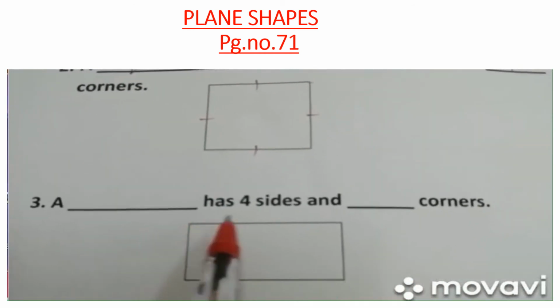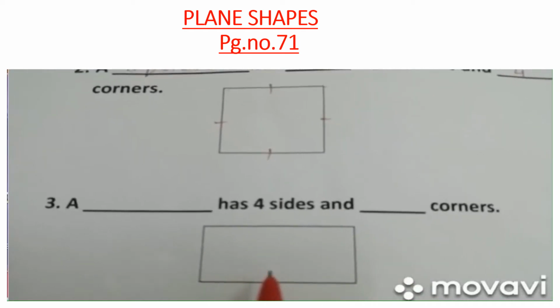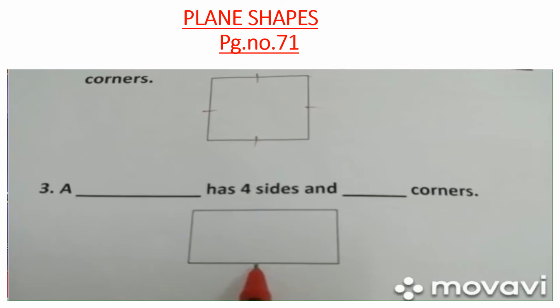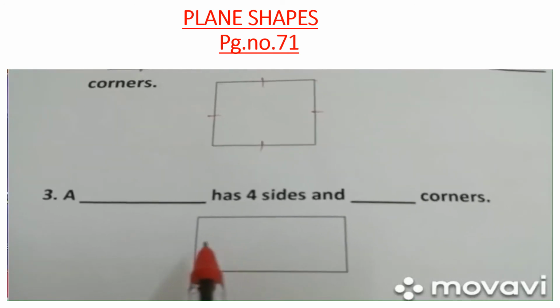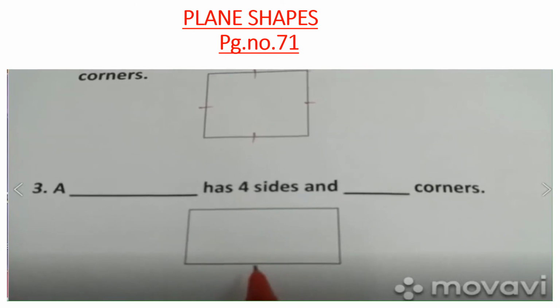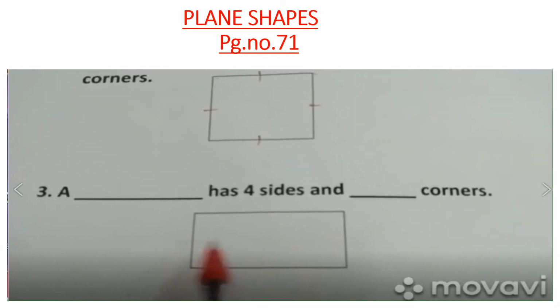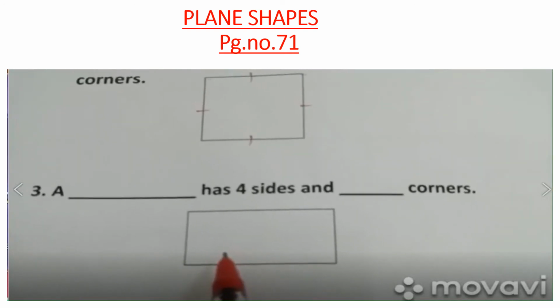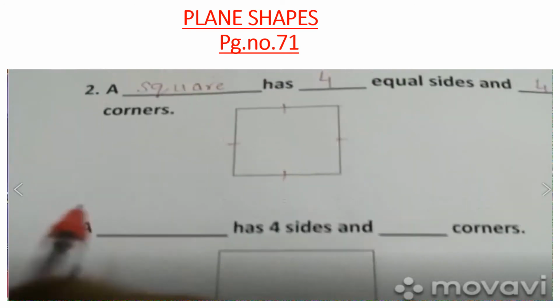Now let's do another part. A dash has 4 sides and dash corners. First of all, check what shape is this? Yes, this is a rectangle. So how many sides is a rectangle having? 4. 1, 2, 3, 4. And opposite sides of a rectangle are equal. Very good. So what shape is this? Rectangle.